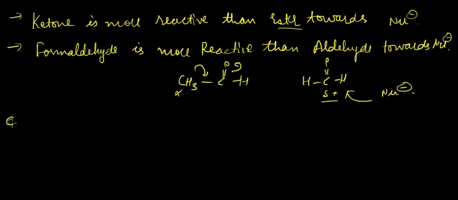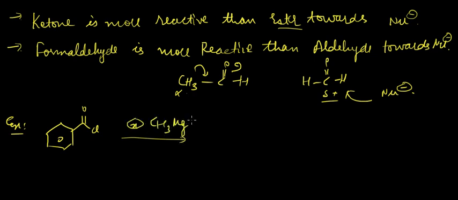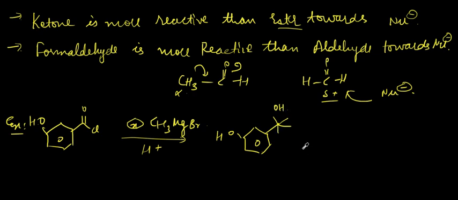Okay, now let us see some examples. So we have something like this, and we are reacting it with, let's say, x moles of CH3MgBr, and we are also in acidic medium. Let's suppose this is OH. So what would be the product formed? The product formed is given, and it is something like this. So how many moles of CH3MgBr would be used in this case?